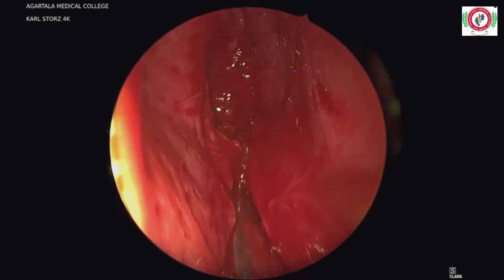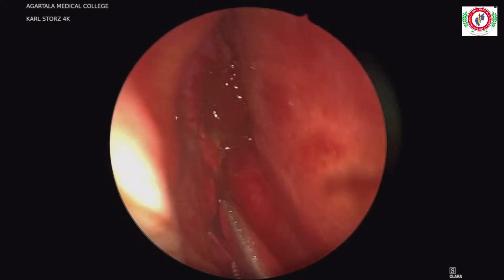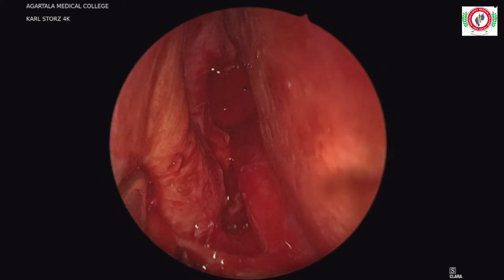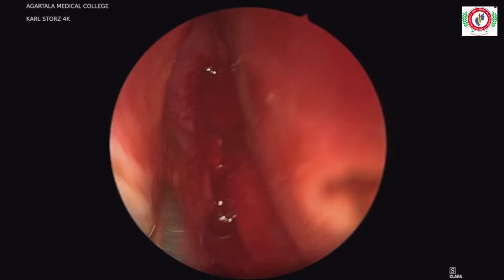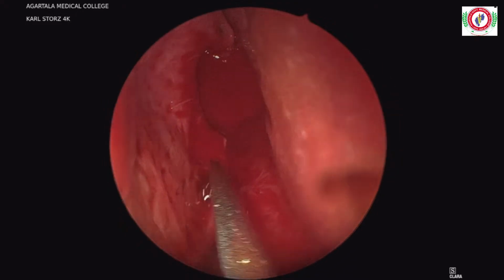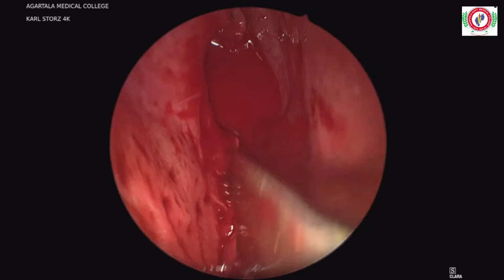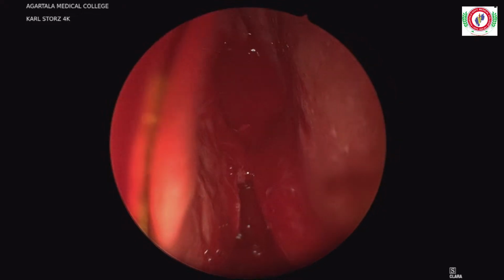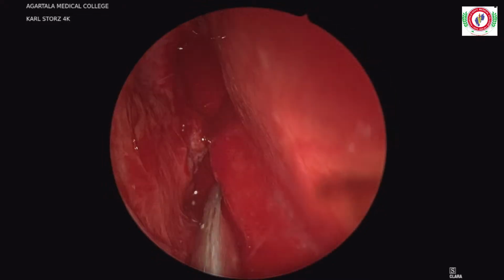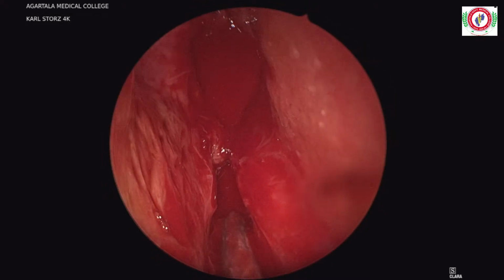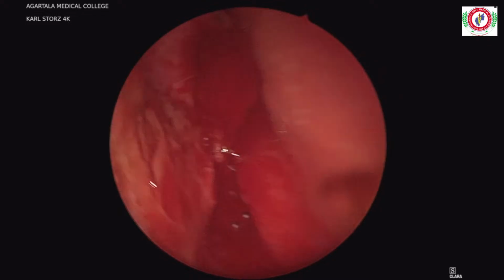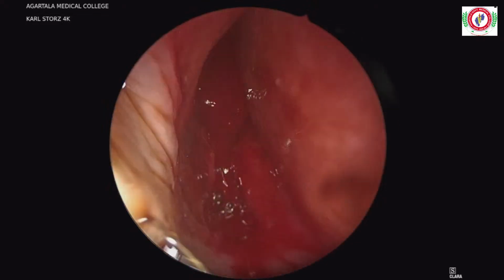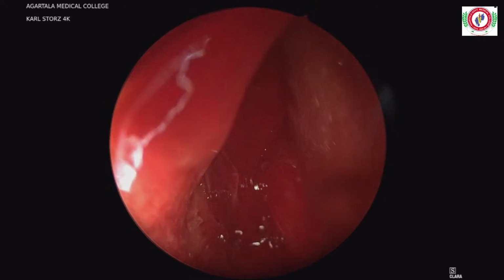Sir, could you please explain the difference between Denker's and modified Denker's? These days we are all doing modified Denker's. Whatever you see is a modified Denker's. This is your piriform aperture. You give an incision here, go lateral to this, open the maxillary sinus, remove all this bone, and you are head on with the disease. Suction, beta.